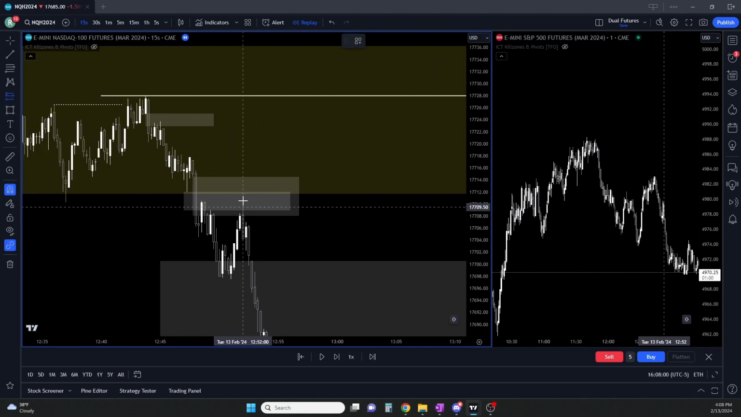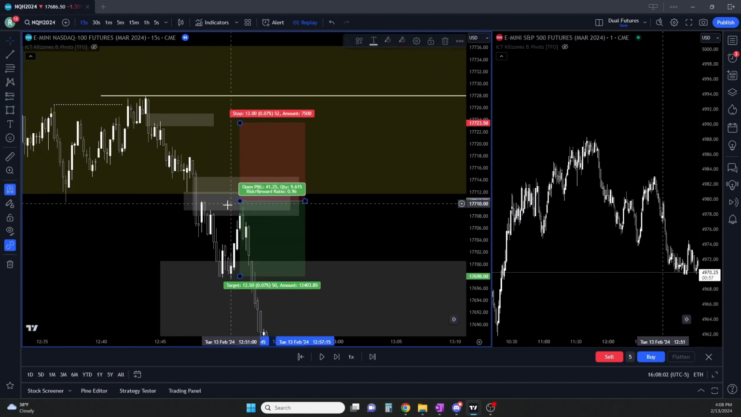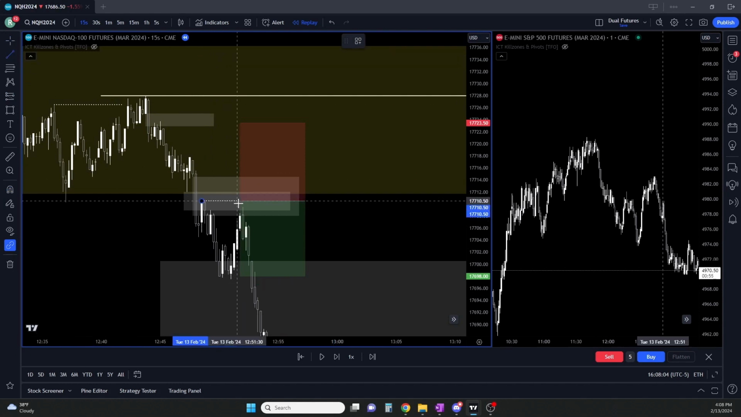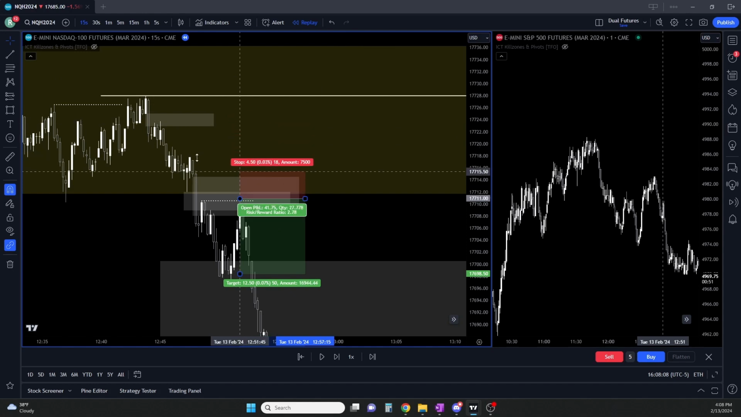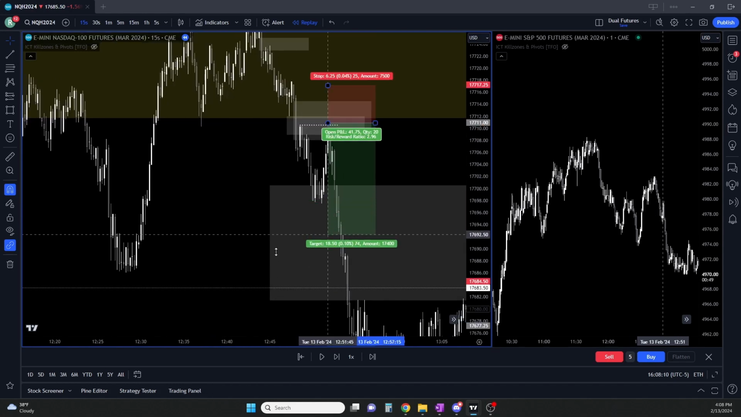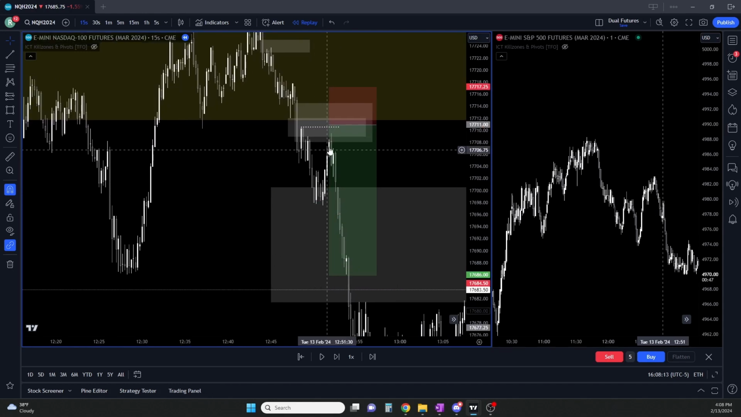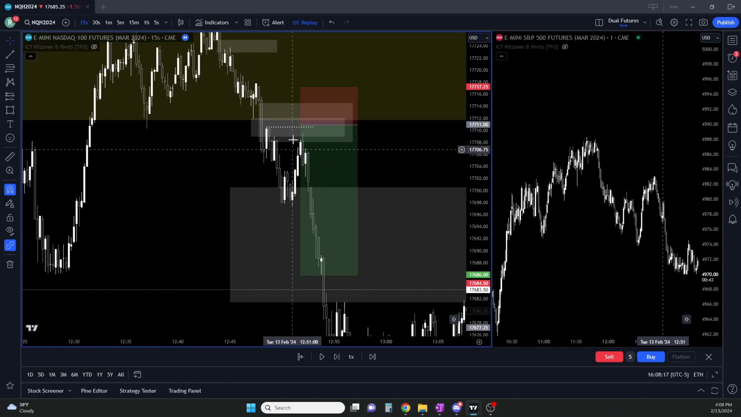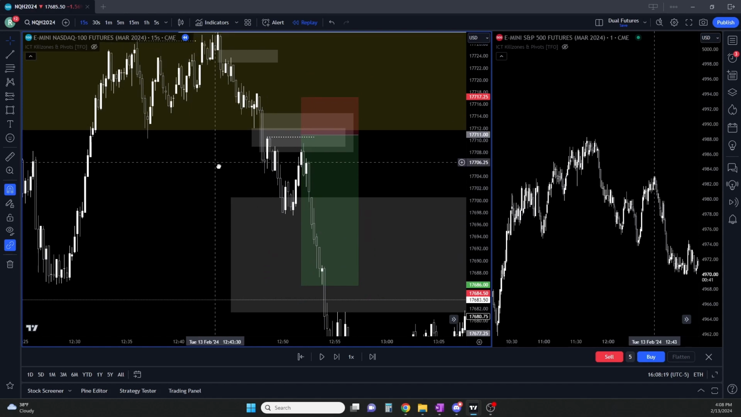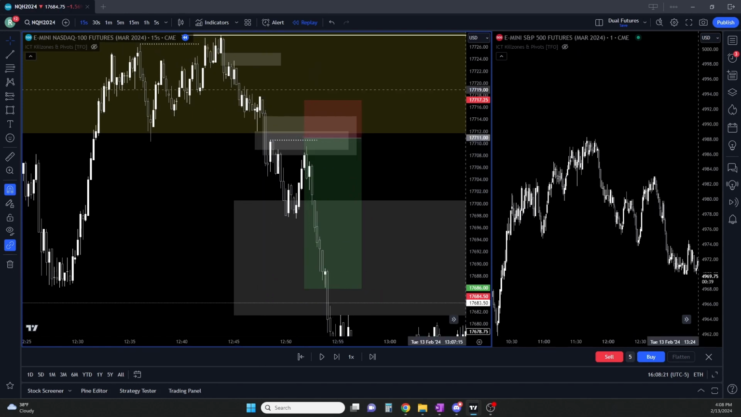I wanted to see this high right here just get wicked above. I wanted to see a little stop hunt here, coming from that 1-minute fair value gap. I just wanted to see that high get stop raided before displacing down, so I had a limit here.